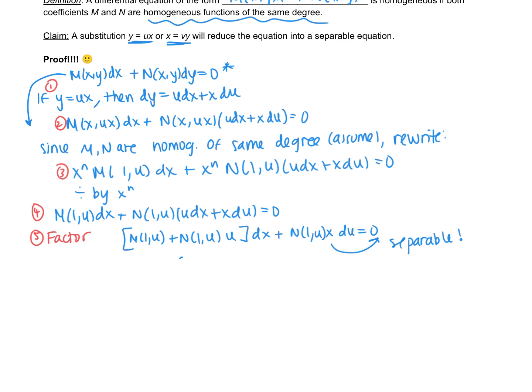So I'm going to have dx over x. And then for the du, I'm going to have negative N of 1, u over M of 1, u add N of 1, u times u, all of that du. This we can now solve by separation. Just so you know, you also might see those terms written on the same side. So you might see it written like this.